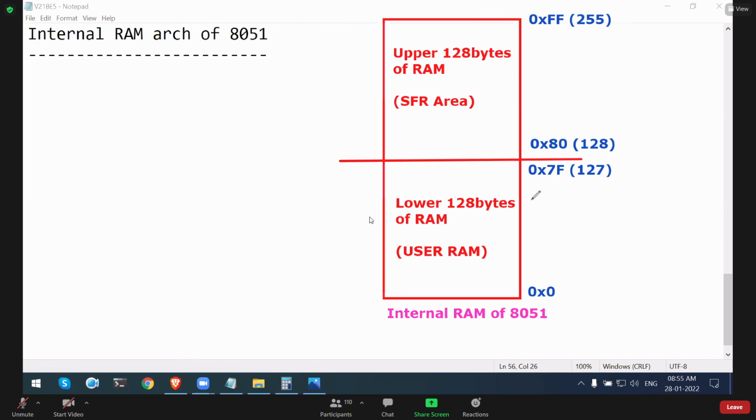I have given the range in decimal also. In hexadecimal, 0 to 7F is the address range of user RAM, and 80 to FF is used as the SFR area. All special function registers are available in the SFR area, such as the accumulator, stack pointer, and PSW.